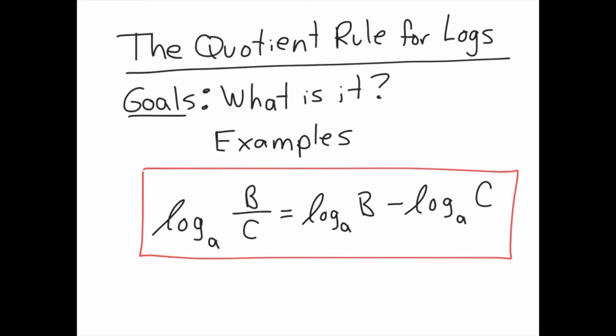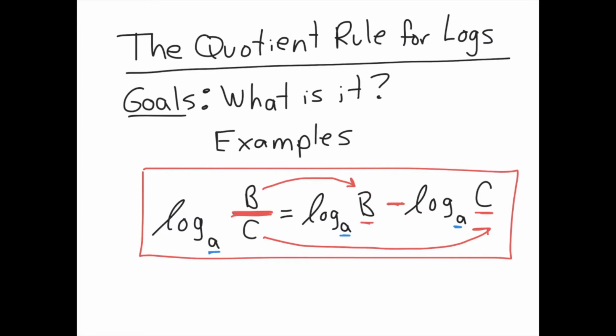It says that the log of a division, like b divided by c, can be converted or expanded into two logs that are being subtracted from one another. And notice that the top value, the numerator, has to be in the first log, and the denominator, the bottom, has to be in the second log. So we can expand the log of a division into log of the top amount minus log of the bottom amount. And also notice that the bases have to be the same on all of these. So this is a good rule to learn, a good rule to be able to use.